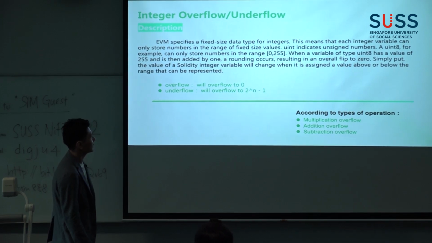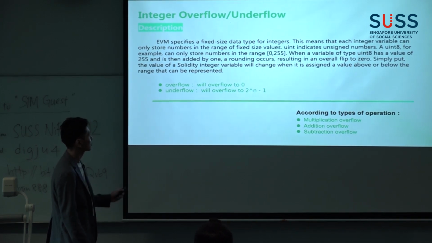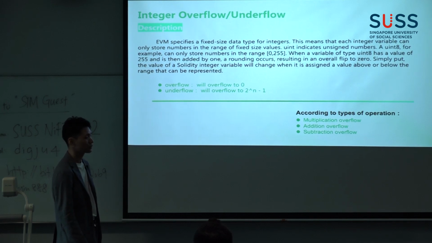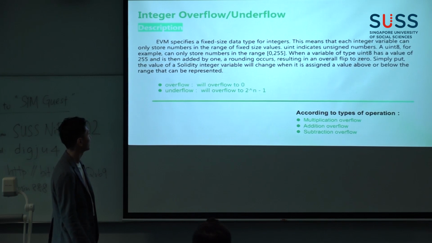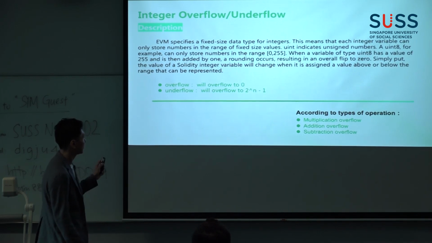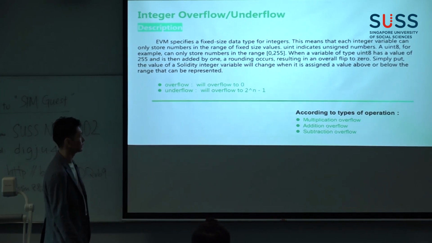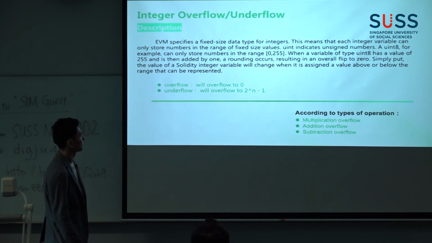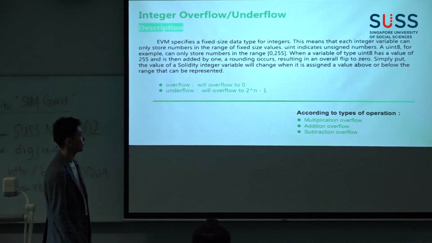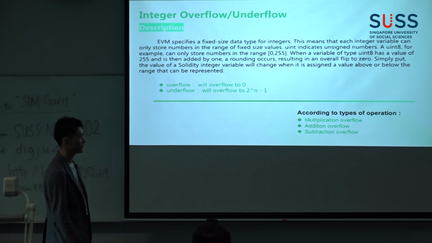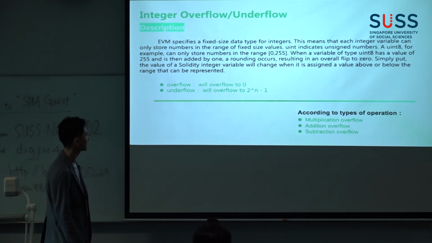A uint8, for example, can only store numbers in the range from 0 to 255. When a variable of type uint8 has a value of 255 and is added by 1, a rounding error will occur. This will result in overflow and get the value flipped back to 0. To put it simply, the value of a Solidity integer will change when it is assigned a value above or below the range that it can represent.